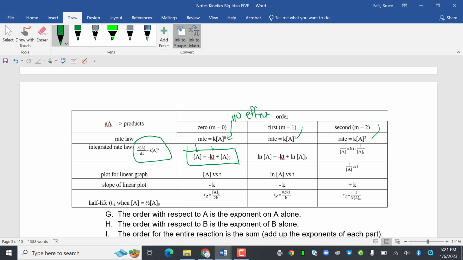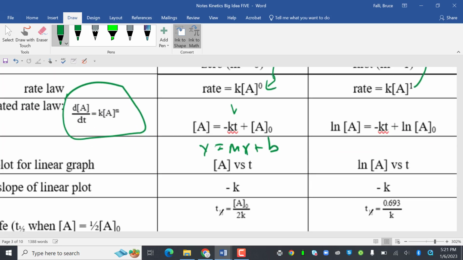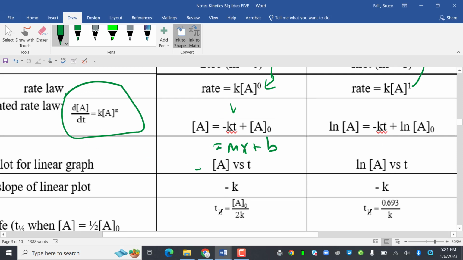So notice how what I like about this is it's written in my favorite way to write an equation, y equals mx plus b format. Let me zoom this in and make it a little more legible. y is [A], equals m, that's going to be my slope, x is this right here, plus b. Okay, so the plot for a linear graph is going to be [A] versus t, and this would be linear. Okay, do you see how this is going to be my y equals mx plus b?